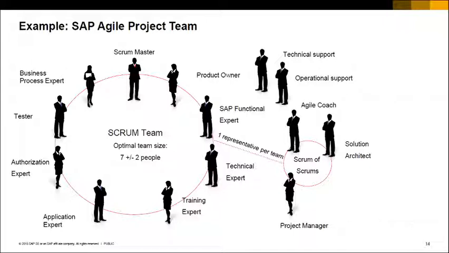You have authorization expert, tester, business process expert, training expert, and a technical expert, working hand in hand with the functional expert, and building all of the solution in small increments as per the agile approach. But when they build a solution, they build it in such a way that it is readily deliverable.